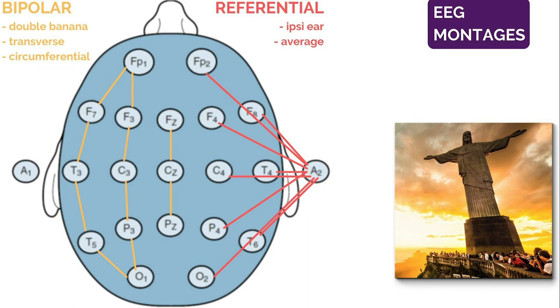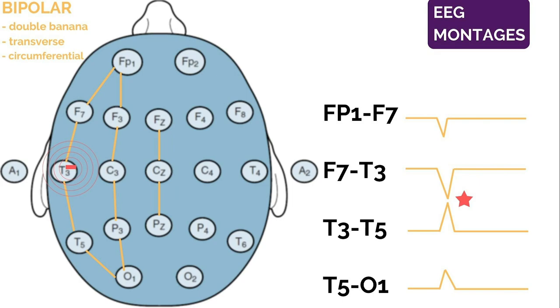Knowing what montage you're reading your EEG on is really important. And here we have the Christ Redeemer in Brazil. If you've been there, you know that depending on where you're standing, you see a very different aspect of the same statue. So always remember to, 1, know which montage you're reading your EEG on and what the montage means. This is an example of a bipolar montage.